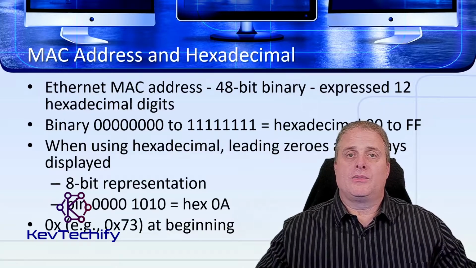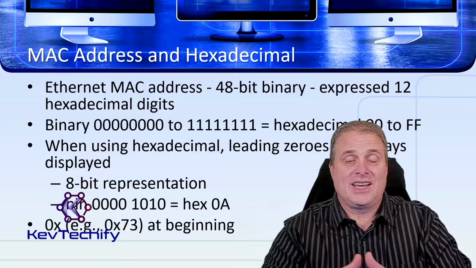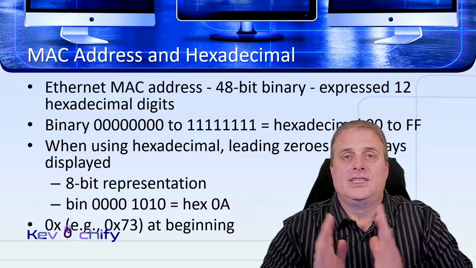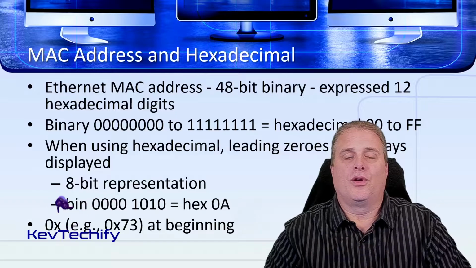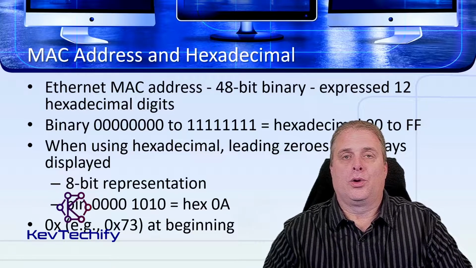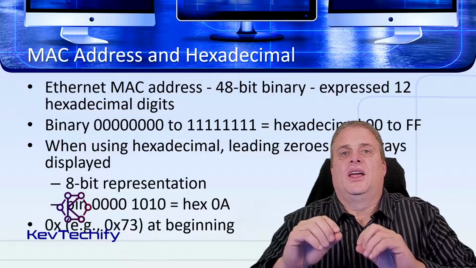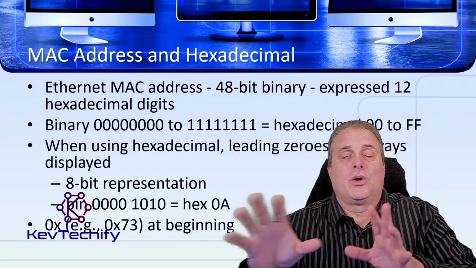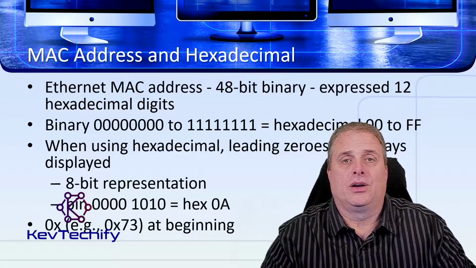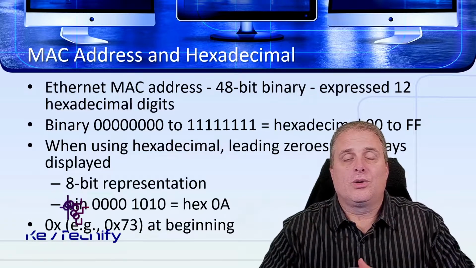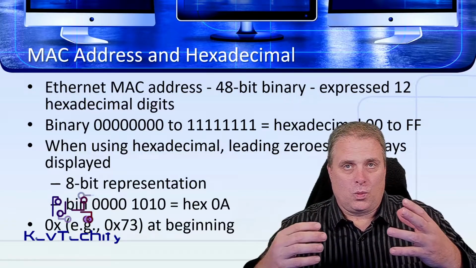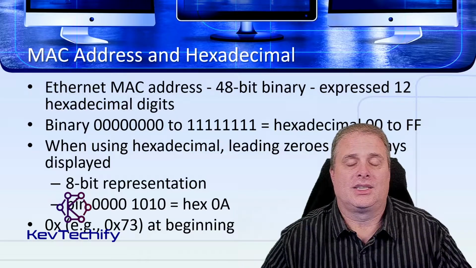Now, sometimes to identify that it's a hexadecimal number, we put a 0 and a small x before it. And so you would see something like 0 small x and then 0A from our previous example here. That would identify that what's coming after the 0x is a hexadecimal number.